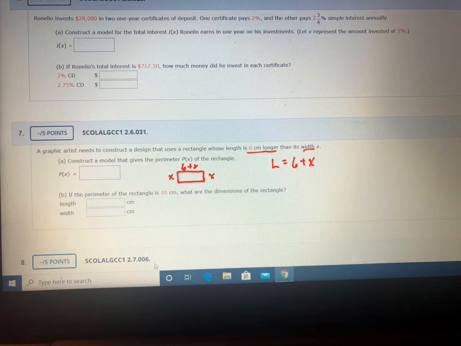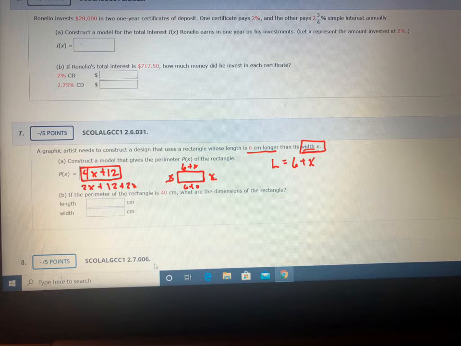Well, the perimeter is walking around the entire thing, right? So your perimeter would actually be 2 of the x's plus 2 of the 6 plus x's. That makes sense? And then simplifying this, you would get 2x plus 12 plus 2x. And what does that simplify to? 4x plus 12. There's your equation in terms of x, in terms of the width. The perimeter is equal to 4 times the width plus 12.